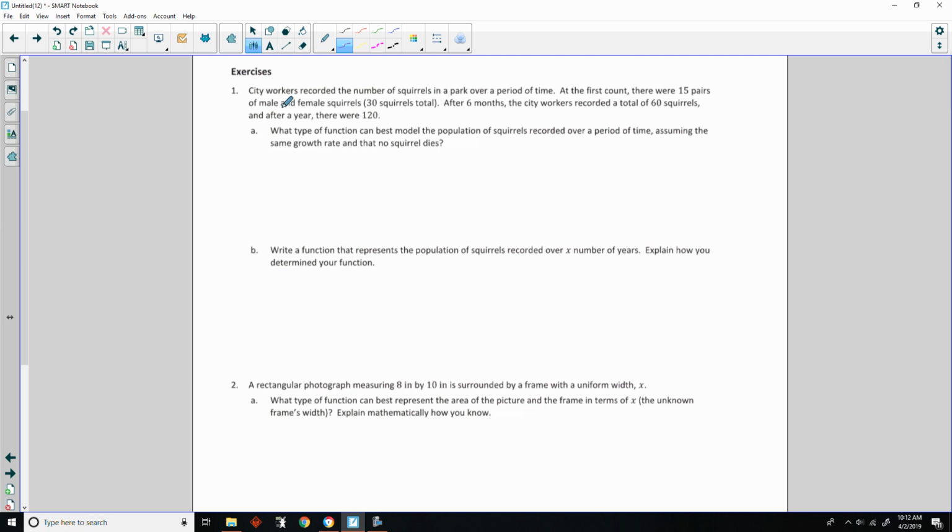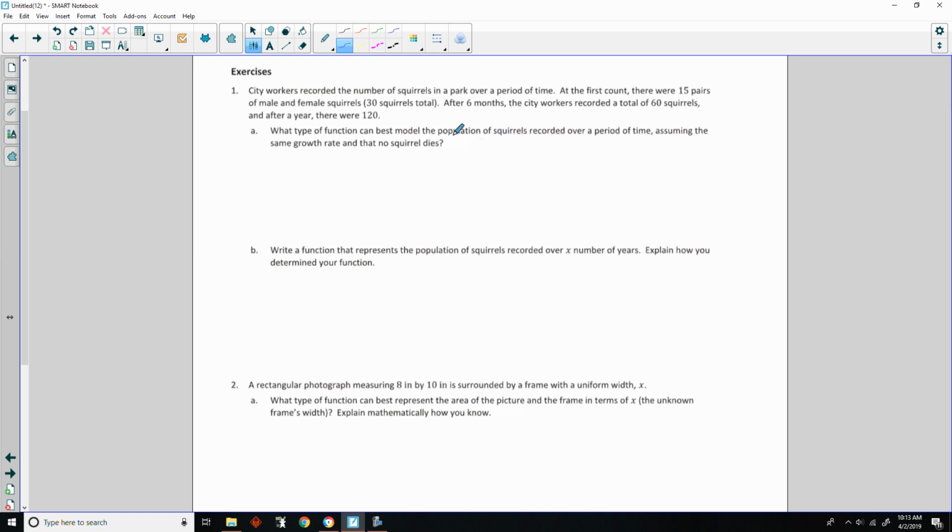And number one says, city workers recorded the number of squirrels in a park over a period of time. At the first count, there were 15 pairs of males and female squirrels, 30 squirrels total. After 6 months, the city workers recorded a total of 60 squirrels, and after a year, there were 120. Okay, so what type of function can best model the population of squirrels recorded over the period of time, assuming the same growth rate and that no squirrels died?